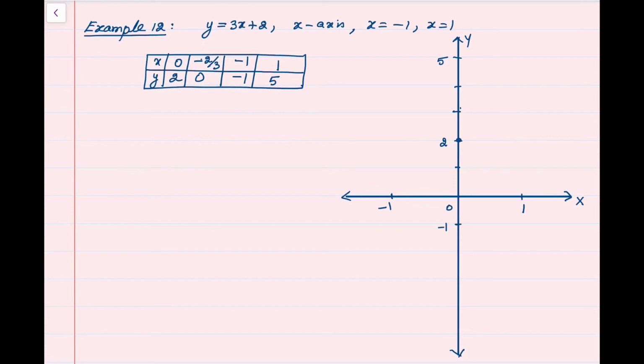0, 2 is this point. Minus 1, minus 1, 1, 5. Let us join these points to get the straight line. This is y equal to 3x plus 2. And this point where it meets the x-axis is minus 2 divided by 3. Draw the limit lines. X is equal to minus 1 and x is equal to plus 1. We will shade the region.